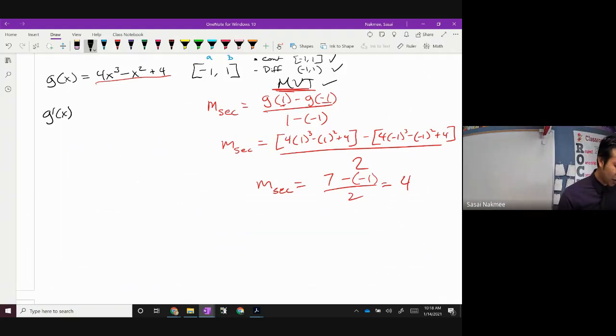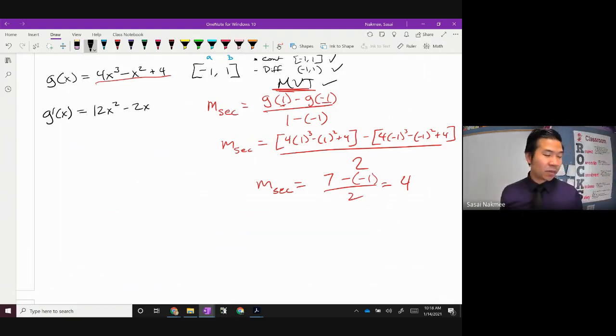So take the derivative of your function, and let's write that out. The derivative of 4x cubed is going to give me 12x squared, minus 2x, plus 0. By the way, sometimes functions get a little more complicated, but this is us applying derivatives now. We learned last chapter how to calculate derivatives. Now we're applying what to do with those derivatives, and this is one of the things you can do with it: calculate the mean value theorem.